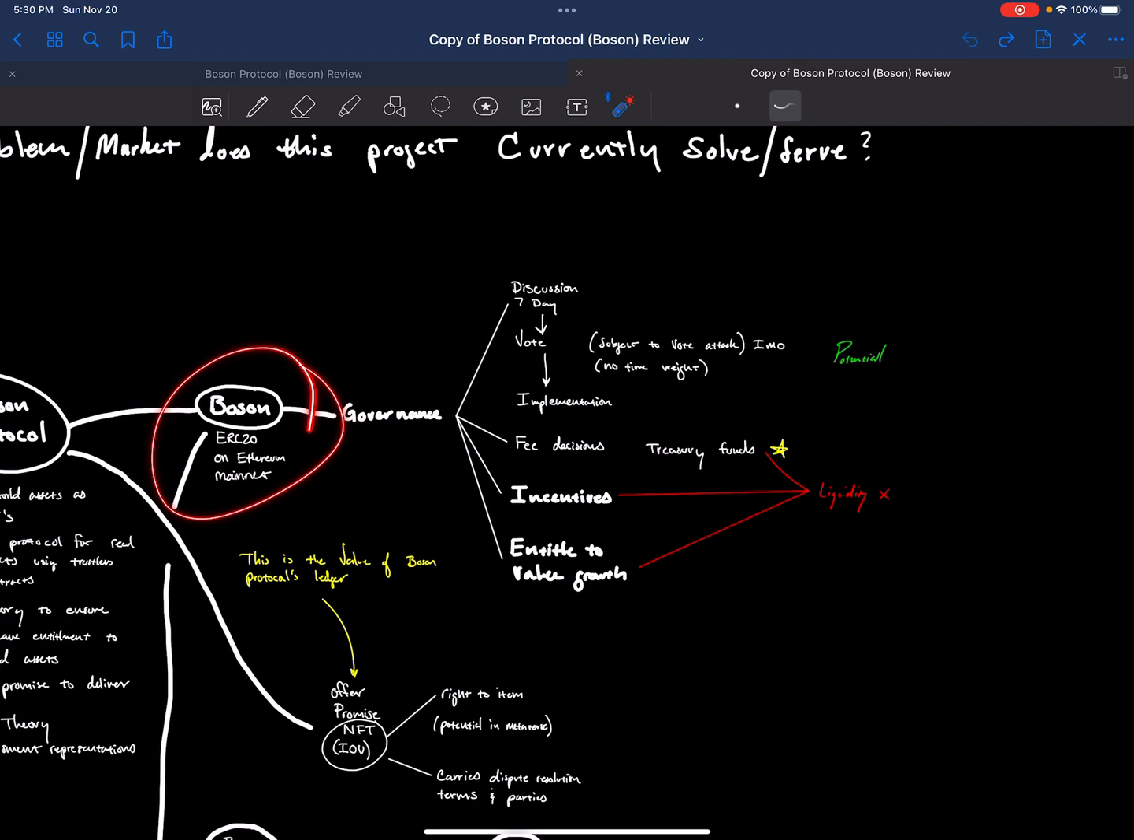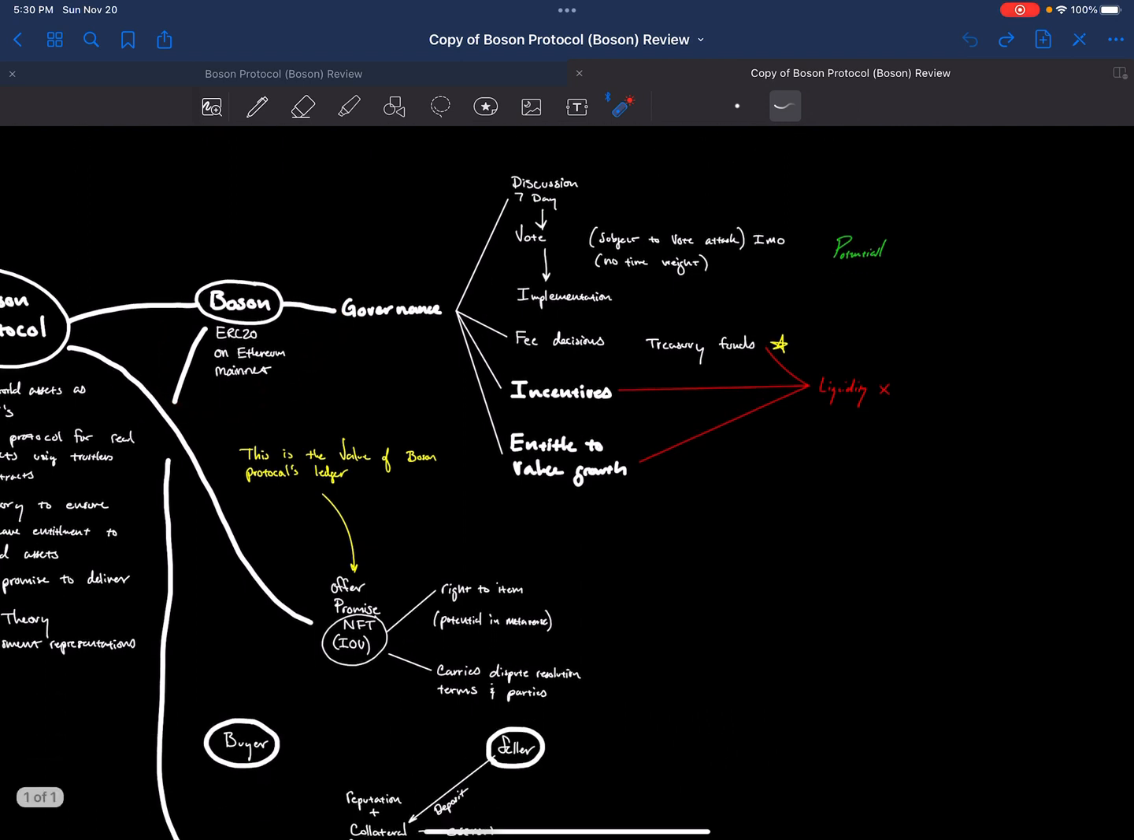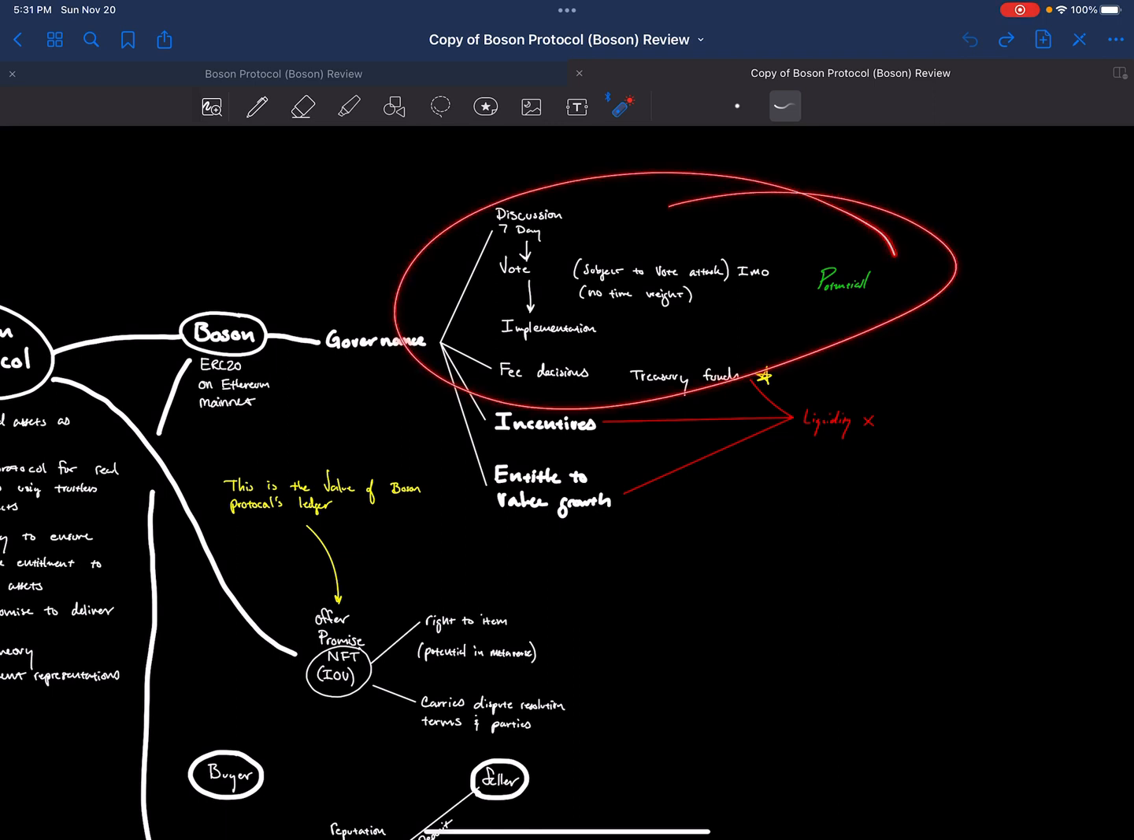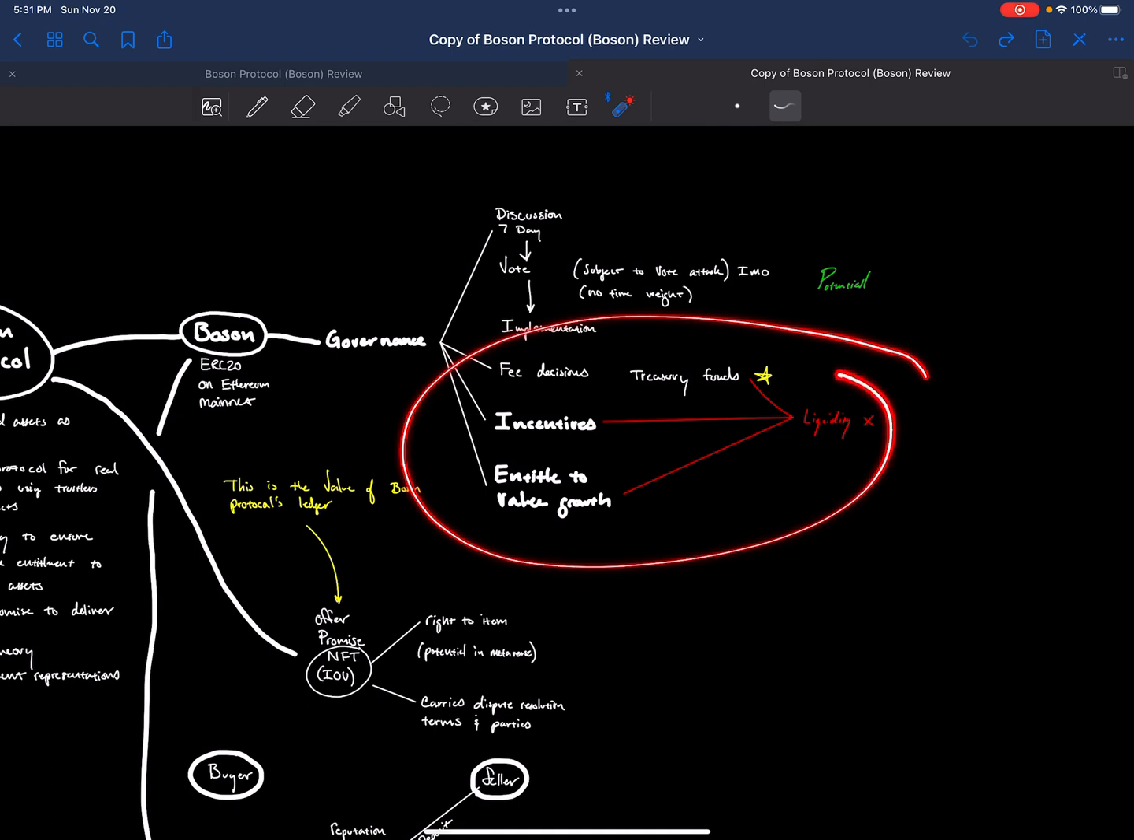The token, what is the token used for? So the Boson token is going to be one of the collateral components of these exchanges, but it's also control of the protocol. It is governance. It exists as an ERC20 on the Ethereum mainnet. And the governance protocol goes as discussion for 7 days. They vote and then implement protocols. And I'll get more into the details in the model on how the governance model looks for this project. And there's some other things here that I'll get to as well.